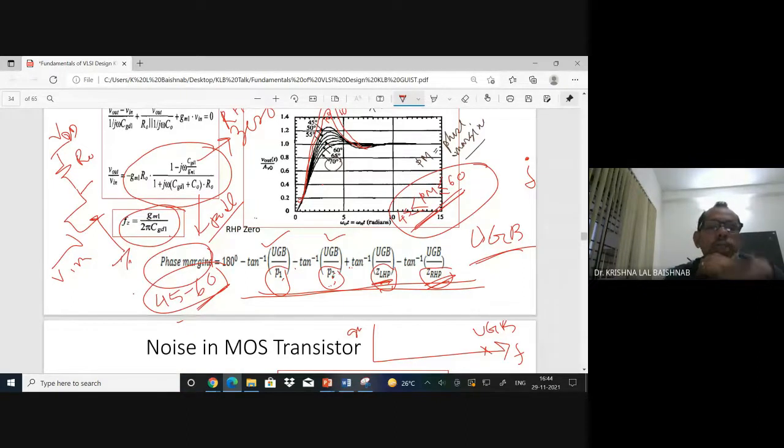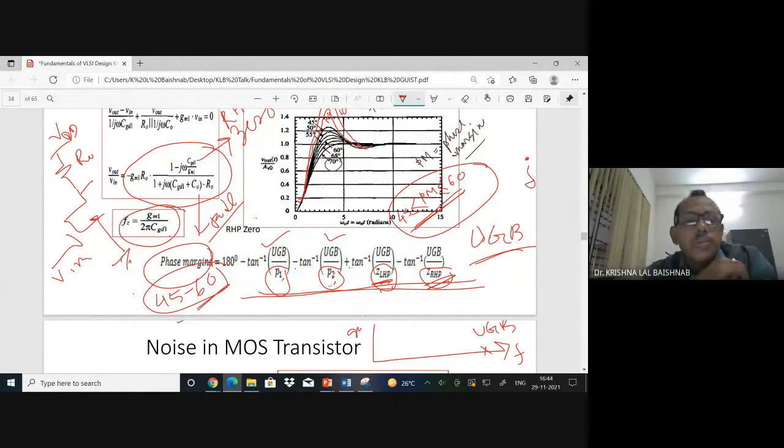GCD. So I have circuit parameters which control my poles. By changing my W by L and others, I can push the transistor to a different location. Remember that the pole has different parameters.